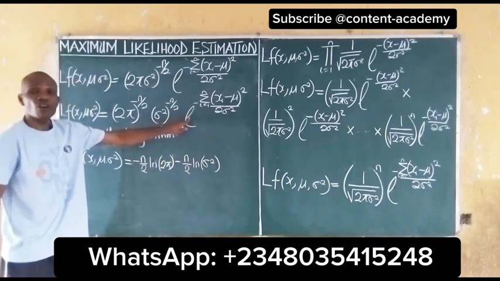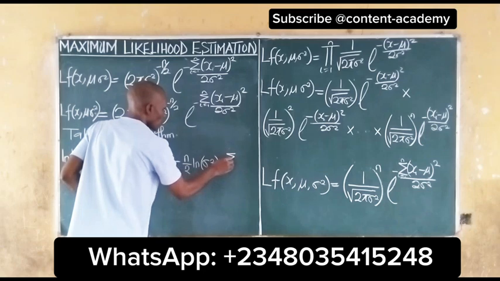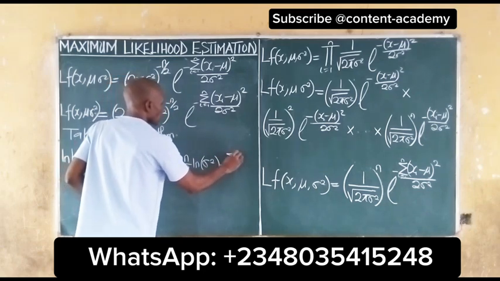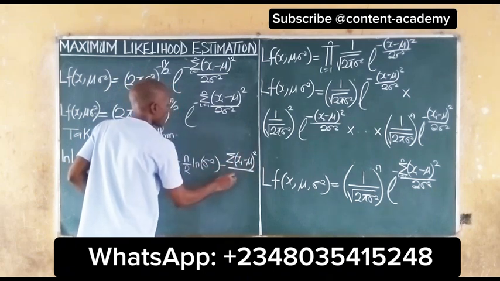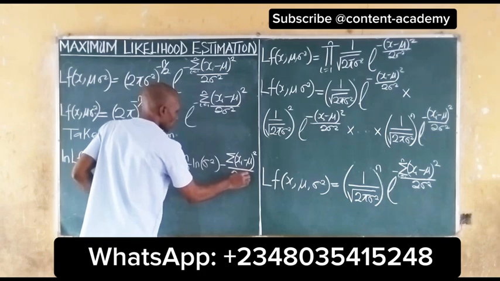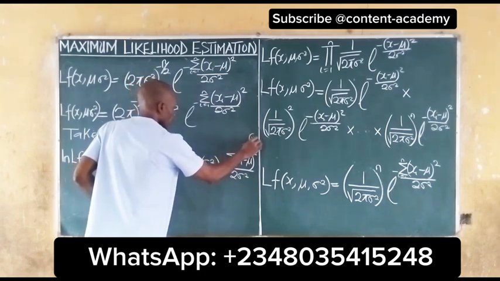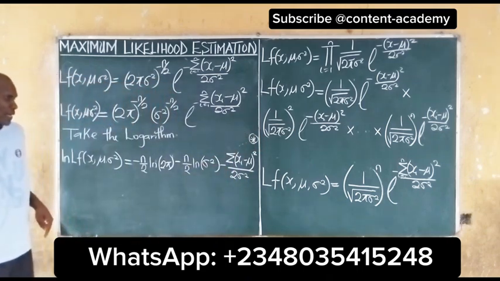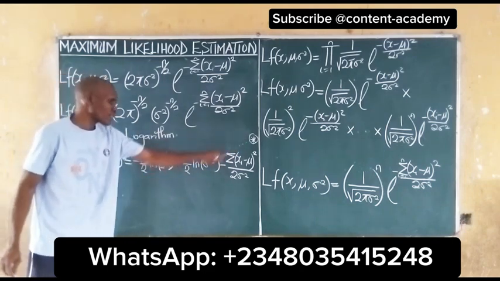Now, if you take the log of an exponential function, you have negative the summation of (x i minus mu) squared all over 2 sigma squared. We can take this to be our equation star. Equation star, because we will recall it later. This is our equation star.